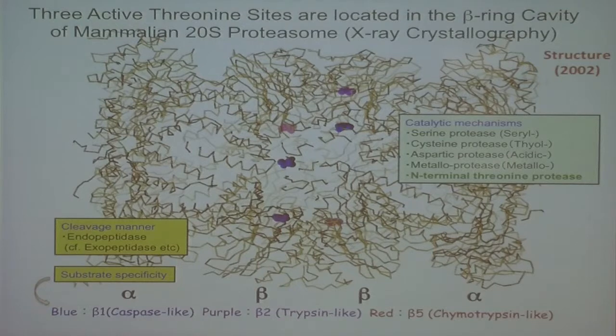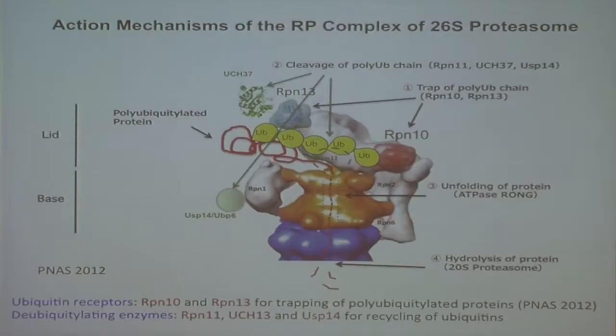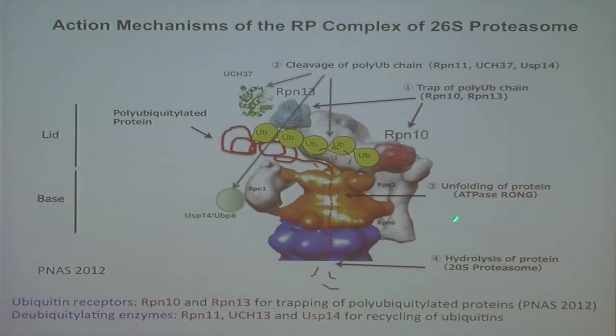This is the degradation of acidic, basic, and hydrophobic amino acid residues. And that is the regulatory particle. So far, we have been challenging the crystallization, but we have failed to crystallize it. Not only us, but also other groups, because this is a very fragile structure. Therefore, now we are collaborating with Dr. Baumeister and analyzing it by cryo-EM.